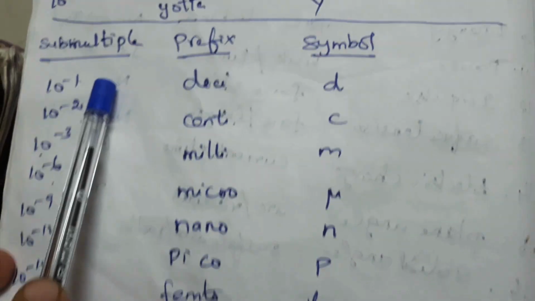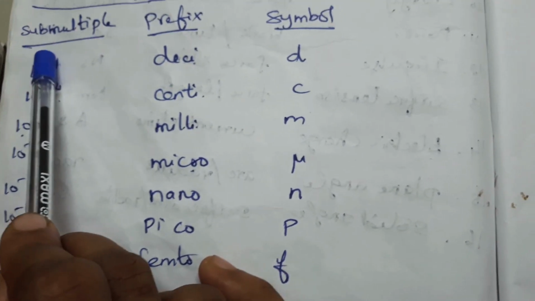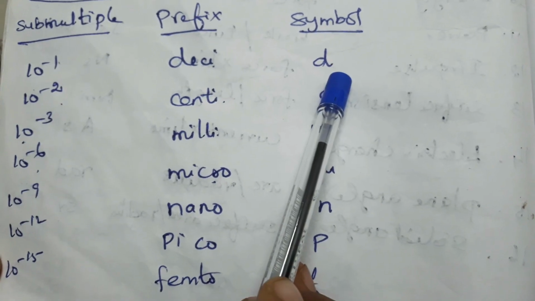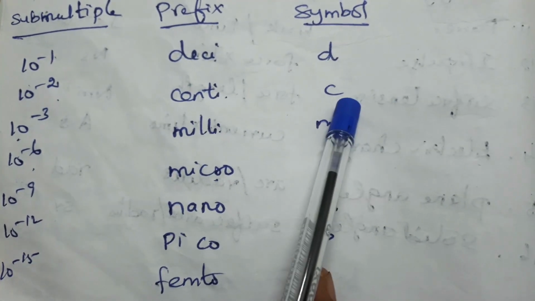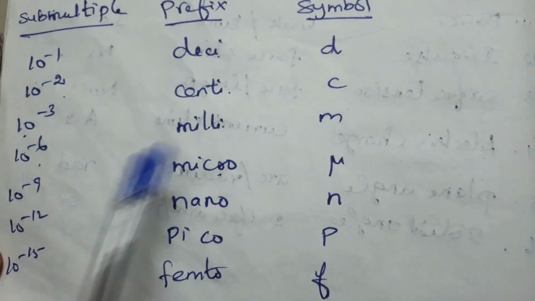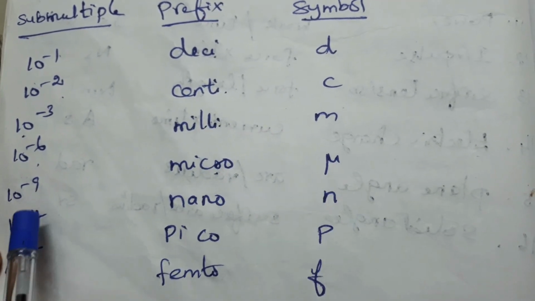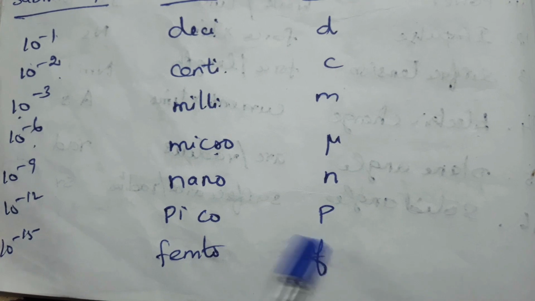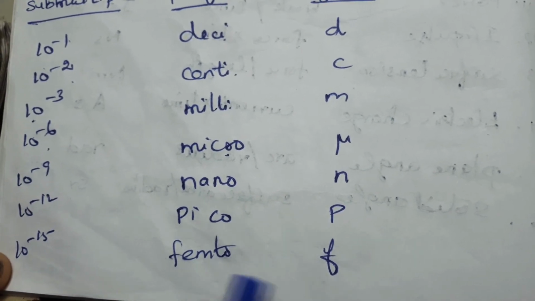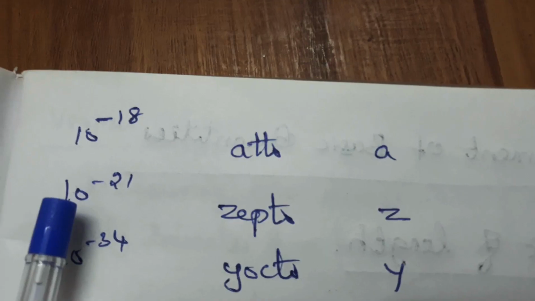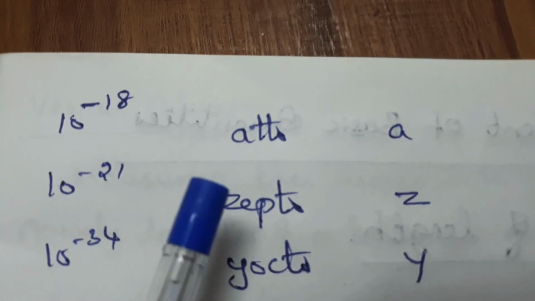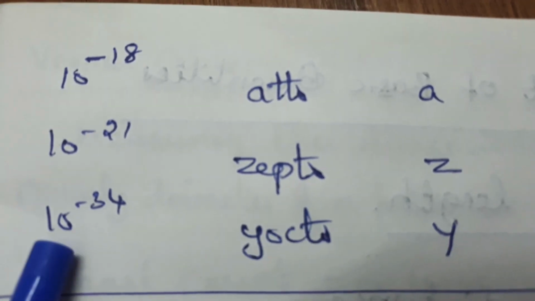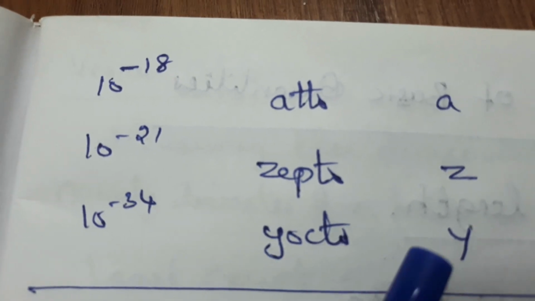Similarly, submultiple prefixes we should also learn. Submultiple prefix symbol. 10 power minus 1, deci, symbol D. 10 power minus 2, centi, C. 10 power minus 3, milli, M. 10 power minus 6, micro, mu. 10 power minus 9, nano, N. 10 power minus 12, pico, P. 10 power minus 15, femto, F. 10 power minus 18, atto, A. 10 power minus 21, zepto, Z. 10 power minus 24, yocto, Y.